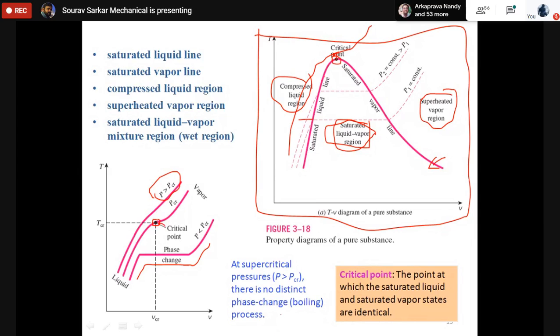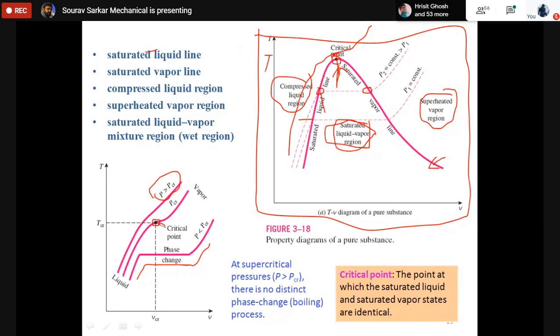What is the definition of the critical point? The critical point is the point at which the saturated liquid and the saturated vapor states are identical. Here, this is my saturated liquid state, and this is the saturated vapor state. But at this point, the saturated liquid state and the saturated vapor state are identical. So this is the definition of the critical point.